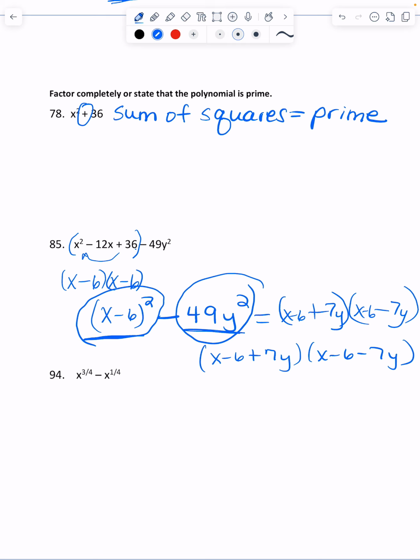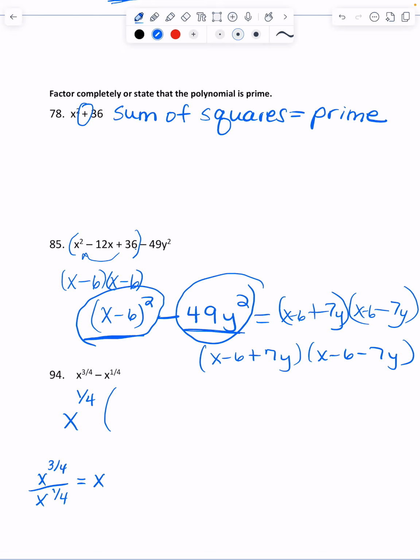The last one that I want to show you is how to factor out sometimes a fraction. What is the smallest number, 3/4 or 1/4? We both have an x in common, so I have a GCF. So we always take out the smallest one. So I'm going to take out x to the 1/4. I'm going to write my GCF, and I'm actually dividing these terms, x to the 3/4 divided by x to the 1/4.